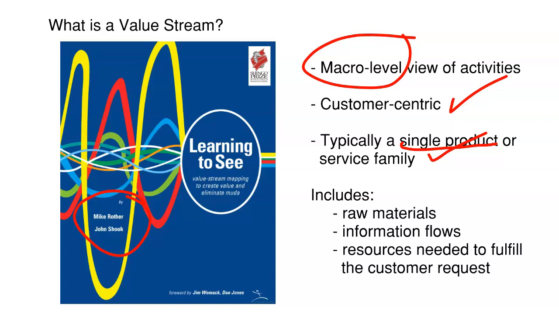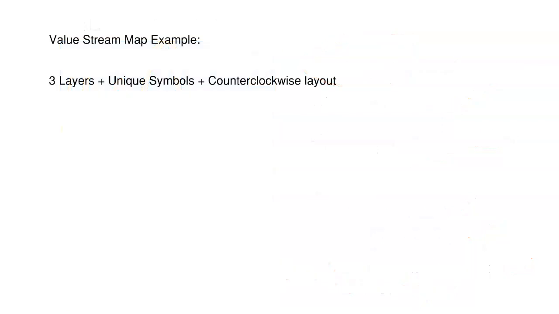All value stream maps, if done well, should include the following things. The map should show the raw materials that are necessary to fulfill the request. It should show all of the information flows that are required, and it should also show the resources that are needed at each step to fulfill this customer request. Also included with this, I didn't even put it down as a bullet, but all process maps should show process flows too.